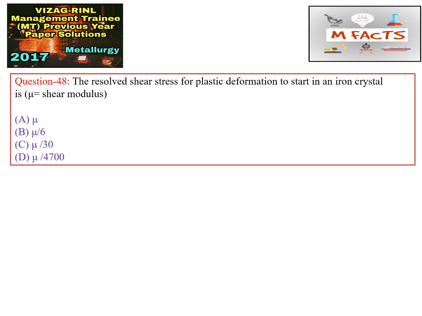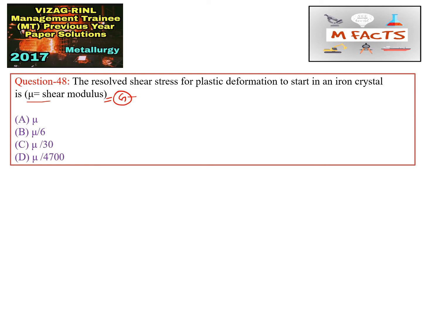mu is equal to shear modulus. They have given that this mu means shear modulus, and in some books you will find that G is the term used for representing shear modulus. So that is a terminology difference between books. Don't worry about these things. This resolved shear stress I have already discussed in a previous video, so I'm not going to discuss these things again.